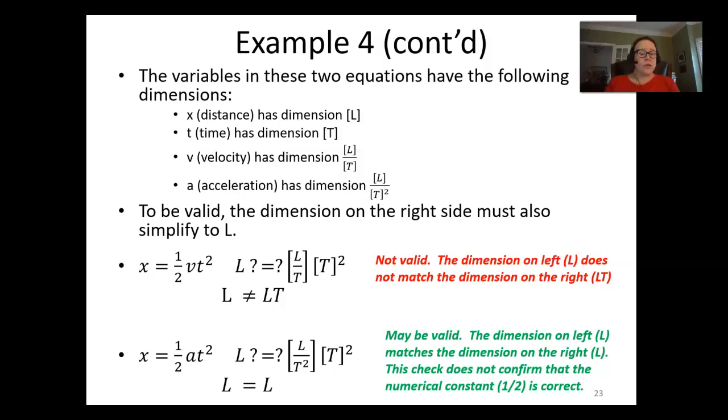Now, we have not really confirmed with this analysis that that 1/2 is the correct numerical constant, but we know that the relationship between the variables is probably valid.